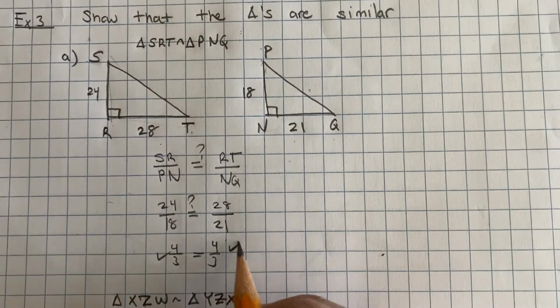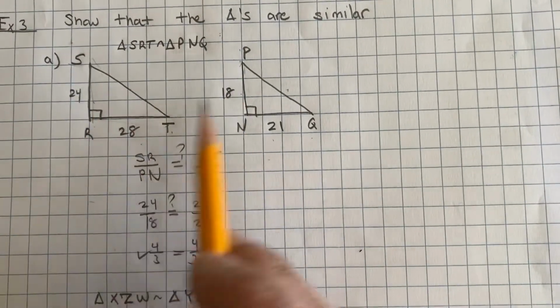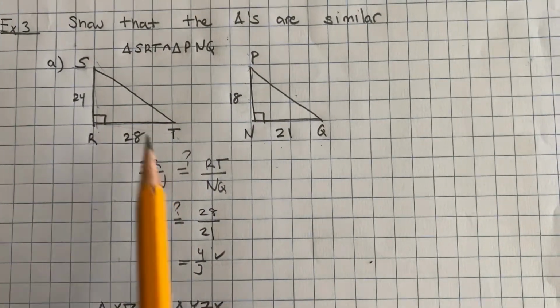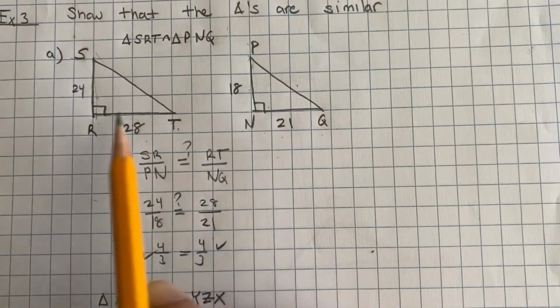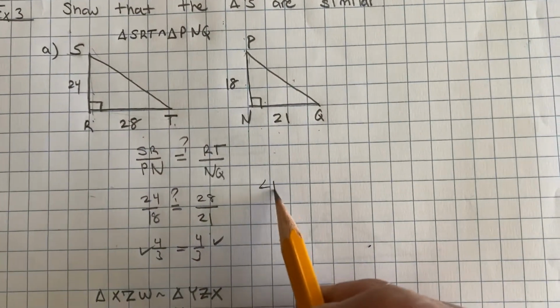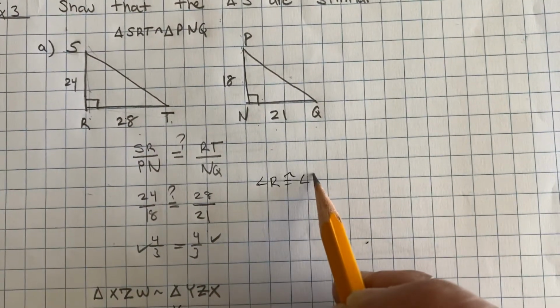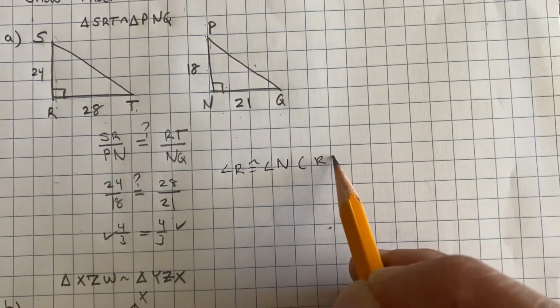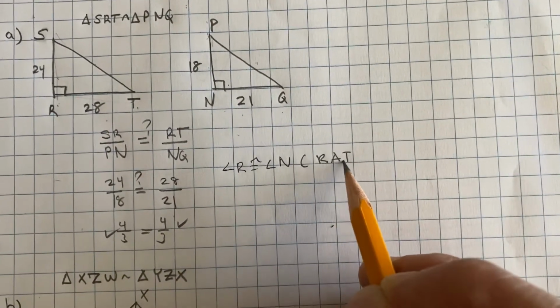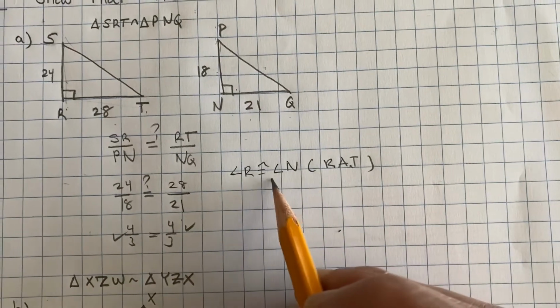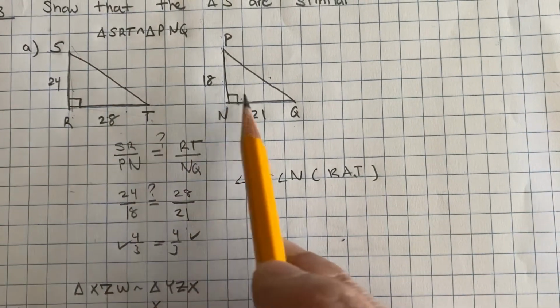Okay, so the corresponding sides, this side and this side, this side and this side, look like they're proportional. And the included angle, angle R and angle N, well, those are right angles. And we call this the right angle theorem. We'll call it RAT. All right angles are congruent. Then these two triangles are similar.